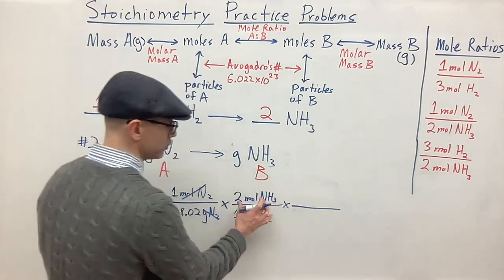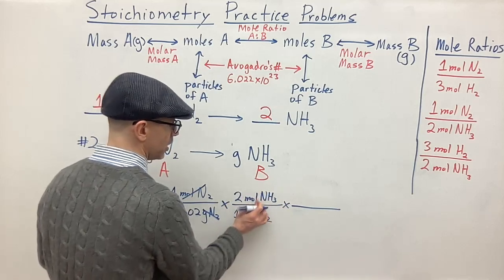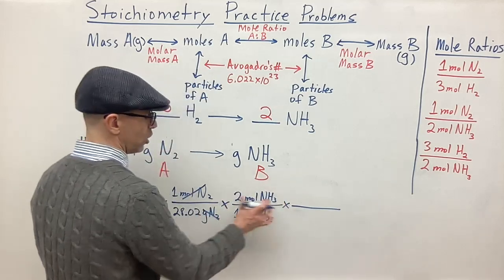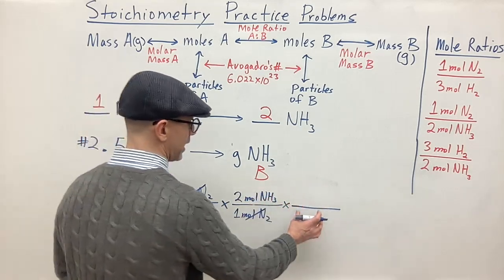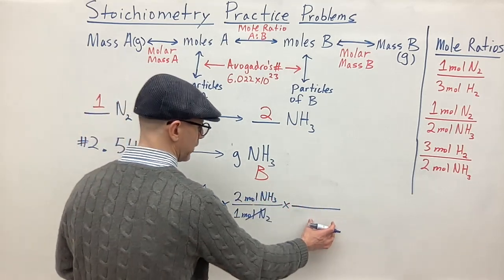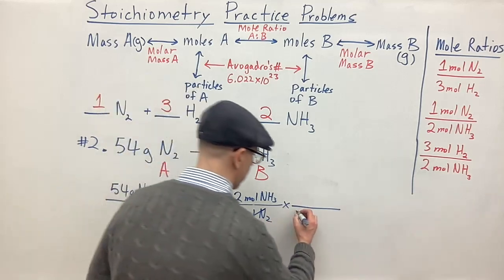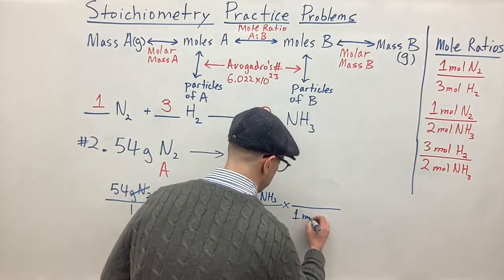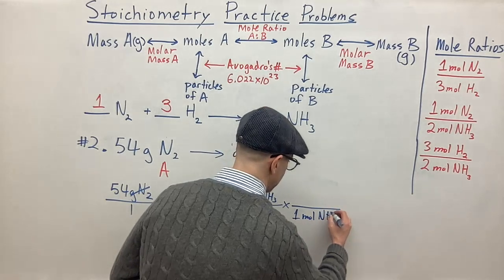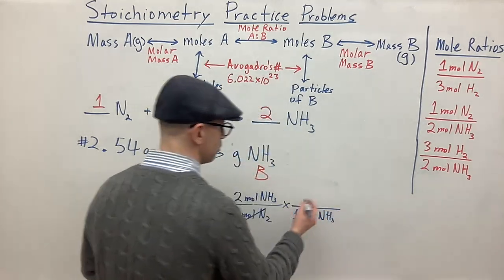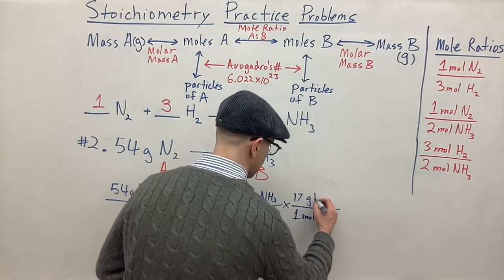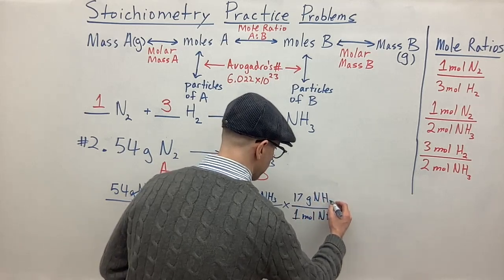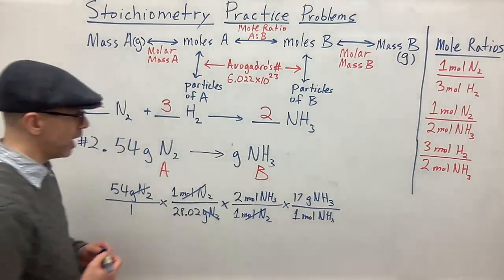So that's why it's really important to write down the unit and the substance. I have moles of NH3 on top here. I want to cancel that out, so I want moles of NH3 on the bottom. So I have 1 mole of NH3 on the bottom is equal to, what did I say, 17 grams of NH3 on the top.